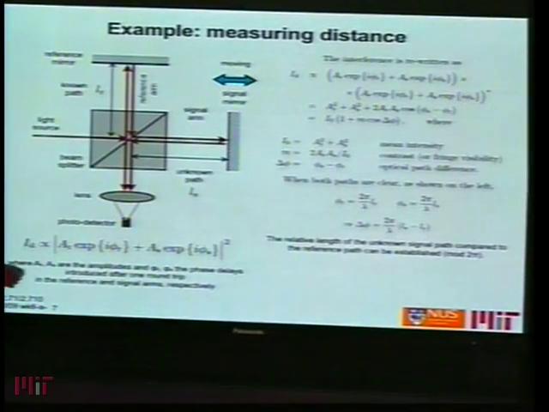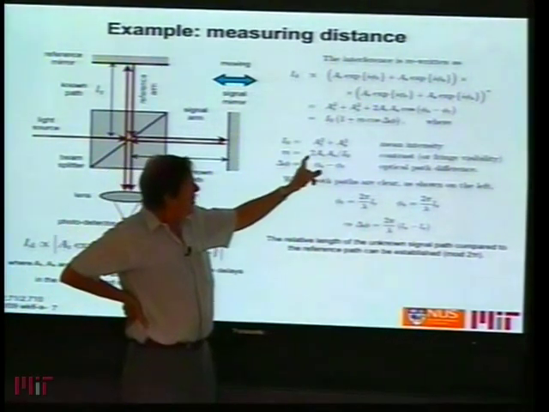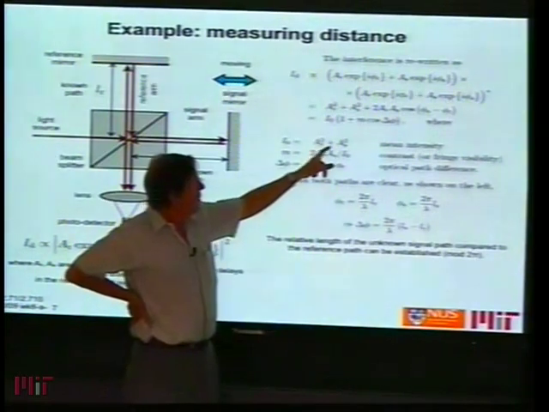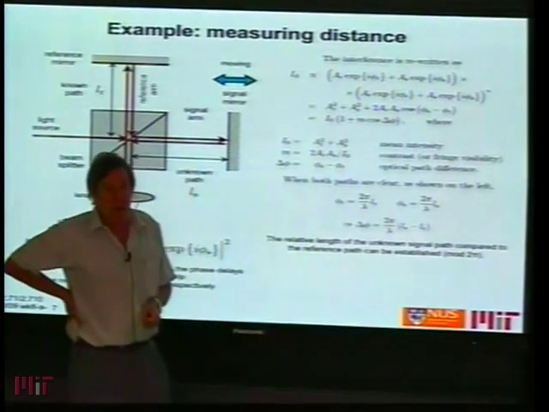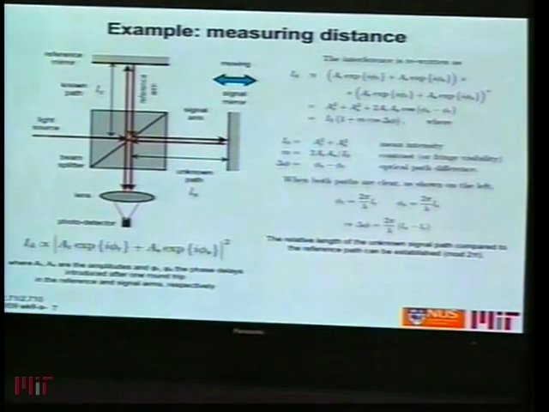And you can see that this visibility depends on 2ARAS over AR squared plus AS squared. And you can show quite easily that that is going to reach a maximum. It's going to be equal to 1 when AR equals AS. So if you ensure that AR equals AS, then you're going to get your visibility of 1. I guess it can't be bigger than 1 because that would mean that the intensity would go negative, which is not possible.